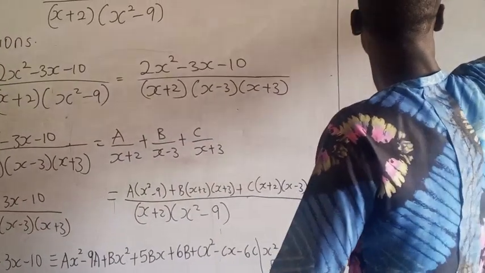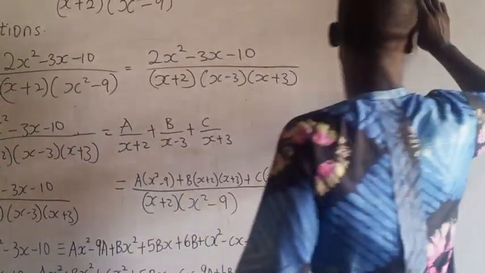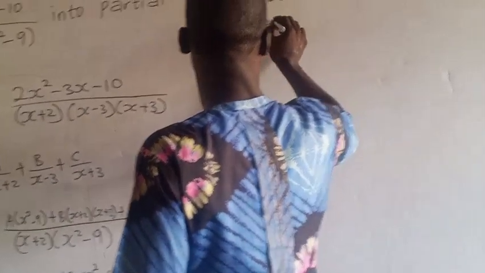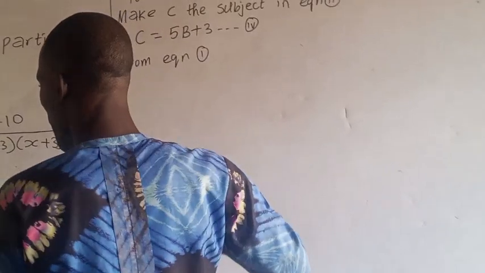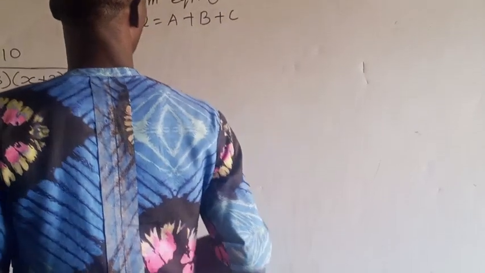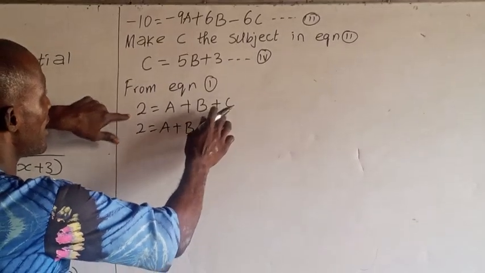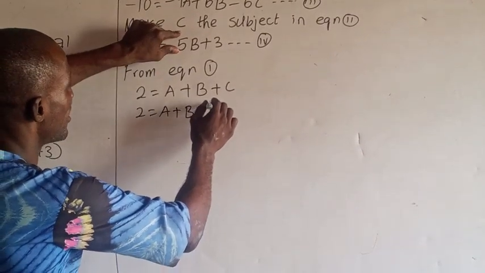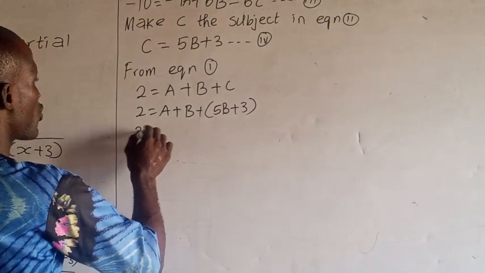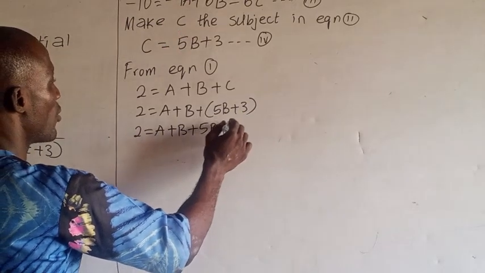We will now put it into equation 3 and equation 1. That is, anywhere we see c, we have to write 5b plus 3. Now from equation 1, our equation 1 looks like this: 2 equals a plus b plus c. But don't forget, our c is the same thing as 5b plus 3. So we have it as 2 equals a plus b plus 5b plus 3.